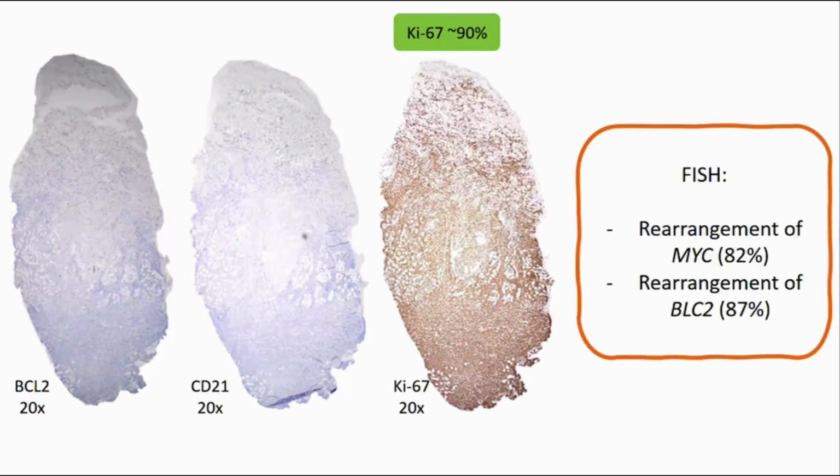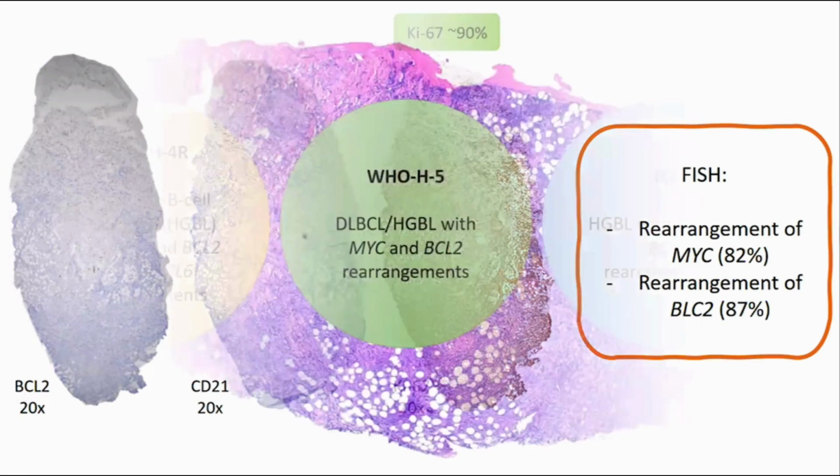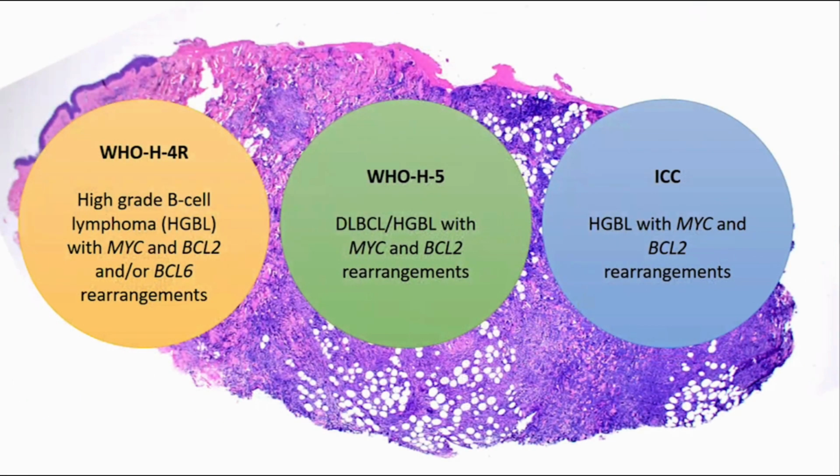And then FISH was notably significant for both rearrangements in MYC and rearrangements in BCL2. So I'm sure people probably can see where this is going. So this by the 4R was called high-grade B-cell lymphoma with MYC and BCL2 and/or BCL6 rearrangements. That is what it was called in that edition. So this has undergone some modifications in naming.